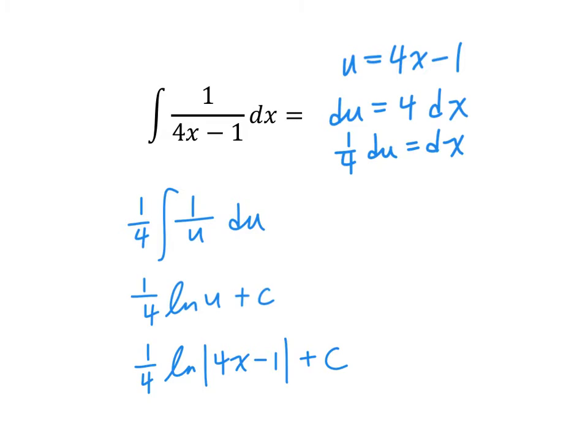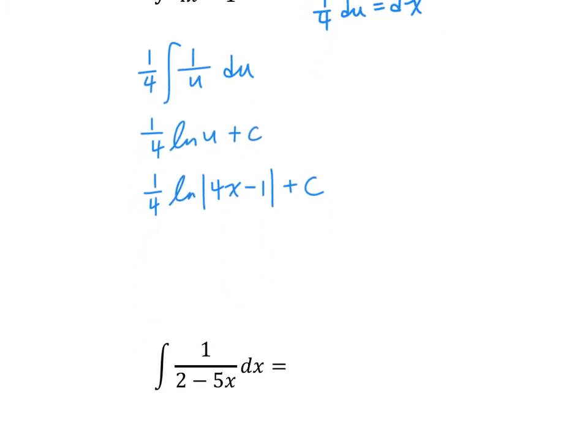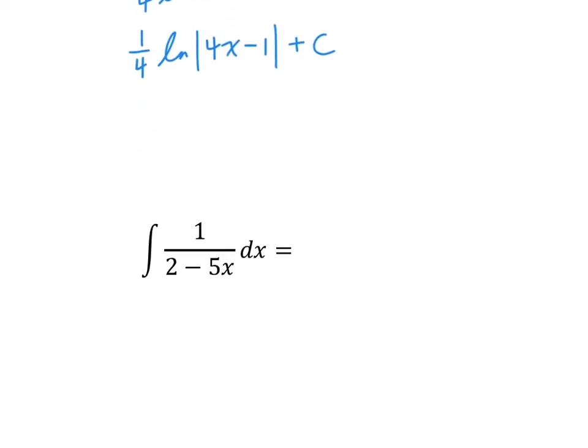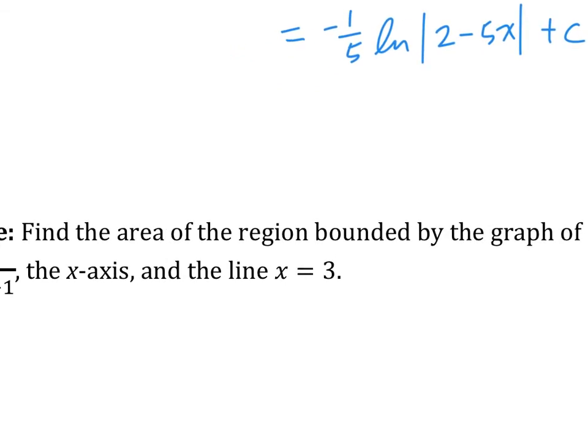All right, really quickly practice this one. Okay, a lot of you already have the answer. It is negative 1/5 natural log absolute value 2 minus 5x plus c. All right, let's look at a different kind of question.